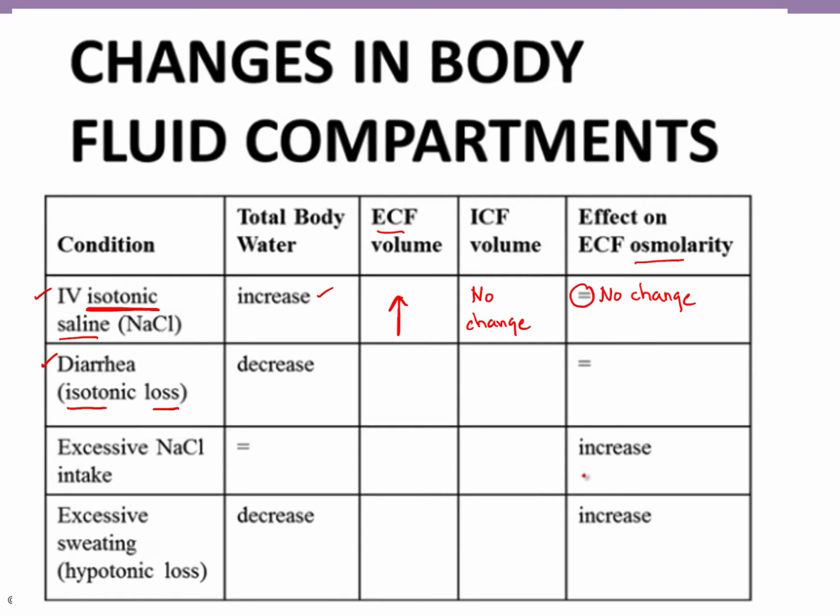Okay, so overall, we know that total body water will decrease, right? Because we have diarrhea, water is leaving our bodies. So that's going to create this extracellular fluid to decrease. Inside the cells, though, there's still no change because we're losing an isotonic fluid, all right?